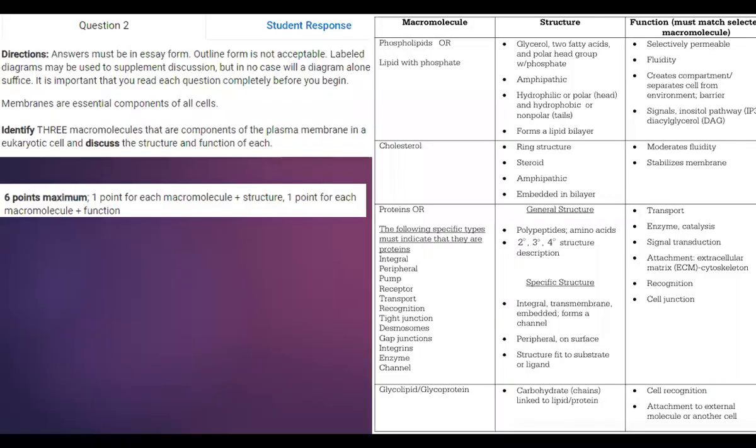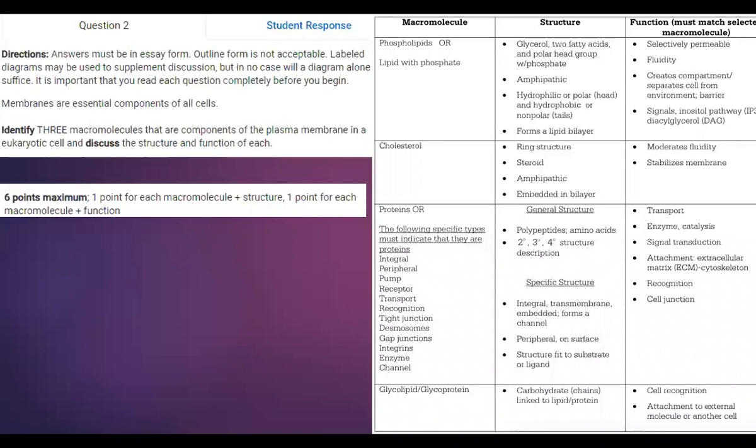All right. Next question. This one was a tough one. This was a 3-part question, and it was a little bit tricky to score. Identify 3 macromolecules that are components of the plasma membrane. So they had to be in the membrane.